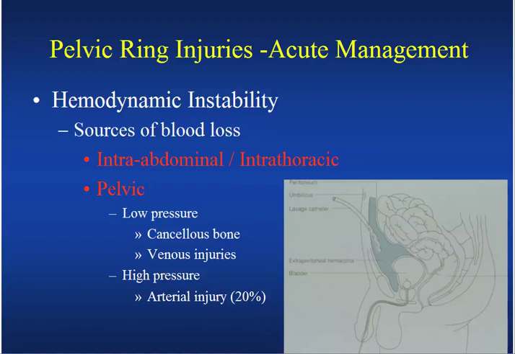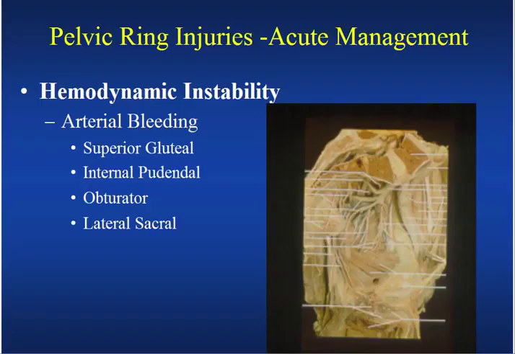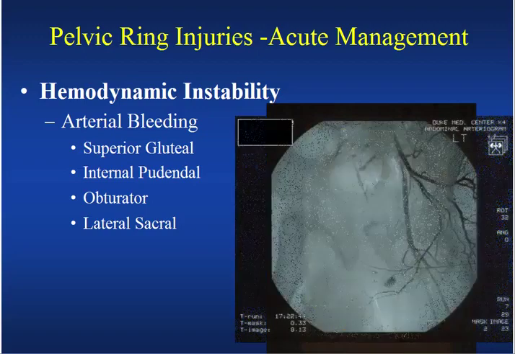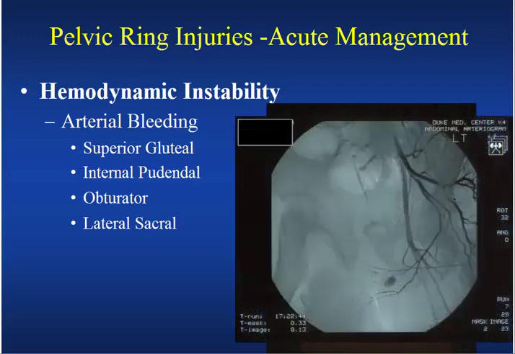You have multiple exposed cancellous fracture surfaces that can bleed, as well as significant disruption to the posterior venous plexuses. If you have a high pressure situation with dramatic hemodynamic instability, then you can suspect significant arterial injury. Arterial bleeding can occur, in order of frequency, most commonly from the superior gluteal artery, also occasionally from the internal pudendal, the obturator, or the lateral sacral. And this is what's seen on an angiogram here.